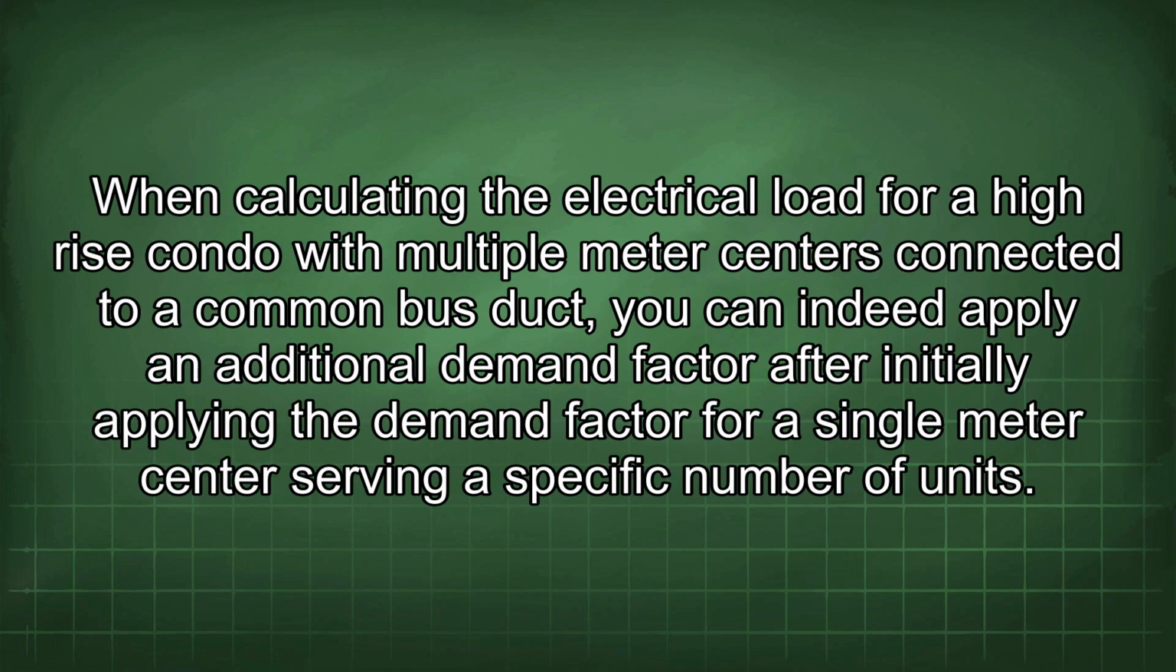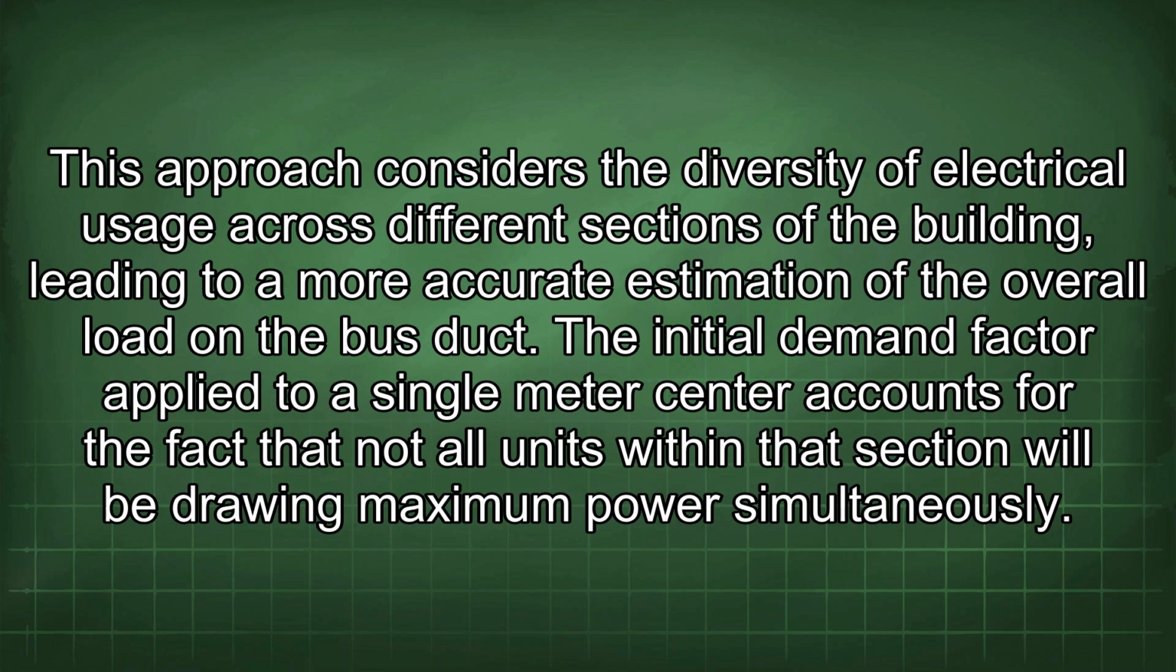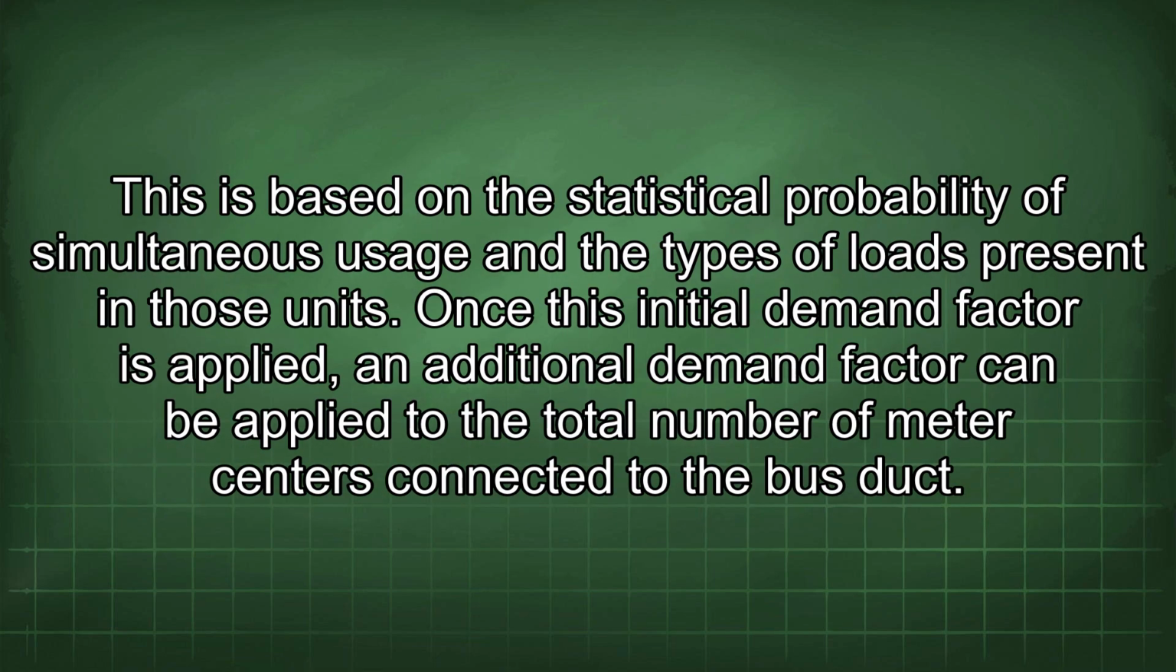When calculating the electrical load for a high-rise condo with multiple meter centers connected to a common bus duct, you can indeed apply an additional demand factor after initially applying the demand factor for a single meter center serving a specific number of units. This approach considers the diversity of electrical usage across different sections of the building, leading to a more accurate estimation of the overall load in the bus duct. The initial demand factor applied to a single meter center accounts for the fact that not all units within that section will be drawing maximum power simultaneously. This is based on the statistical probability of simultaneous usage and the types of loads present in those units.